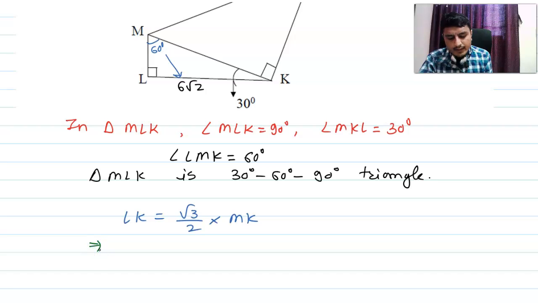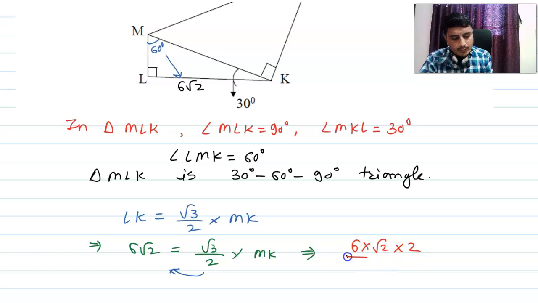As per the given data, LK equals 6 times root 2, that is equal to root 3 divided by 2 into MK. Now to evaluate the value of MK, shift root 3 divided by 2 from RHS to LHS, so that we get 6 into root 2 into 2 whole divided by root 3, and that is the value of MK.